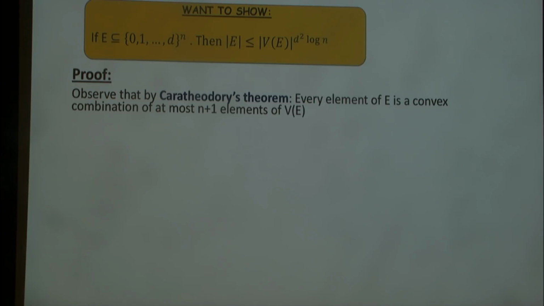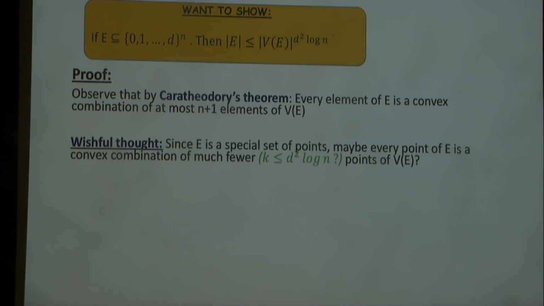You're taking the convex hull, so every interior point is a convex combination of some of the corner points. But you can always write it as a convex combination of at most n plus 1 of the corner points. Here integrality doesn't play any role. So that's the classical Carathéodory's theorem.